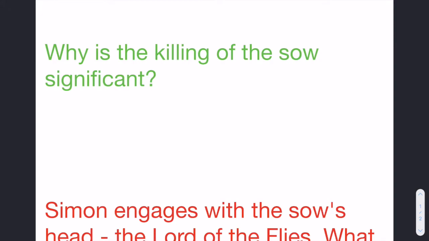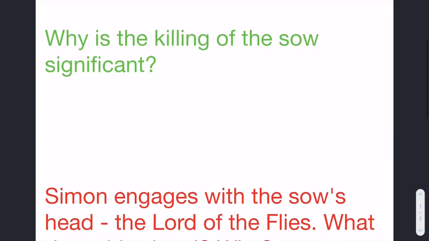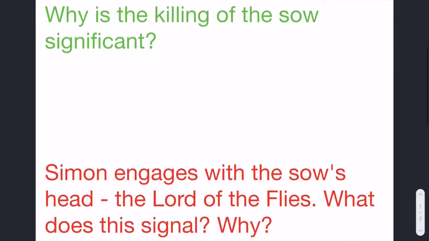It's like a genie being let out of the bottle. Once you release this savagery, it cannot be then contained again until a more powerful figure comes, and ultimately that requires the arrival of the adults at the end of the novel.